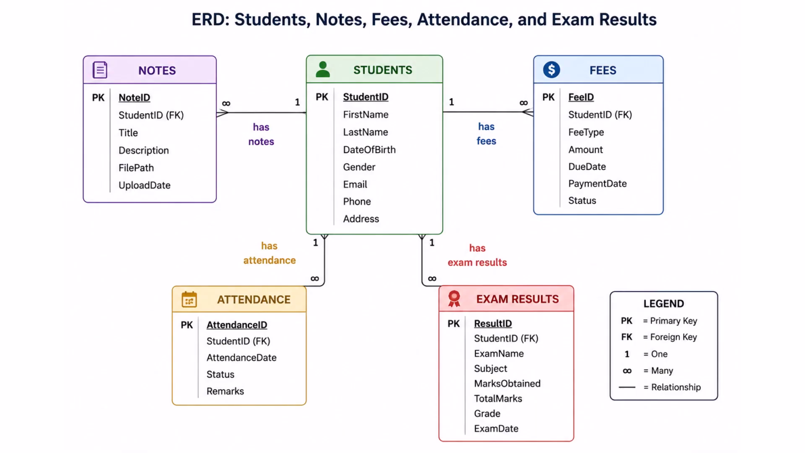The main relationships are: one student can have many attendance records, one student can have many fee records, and one student can have many notes records.